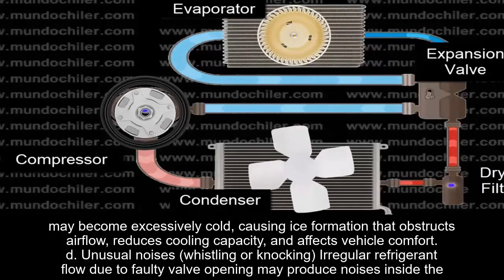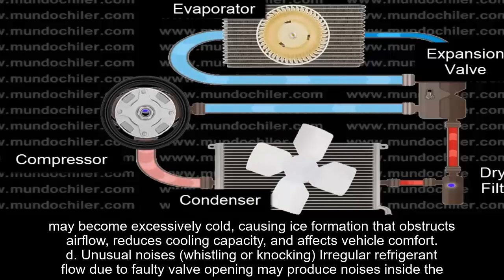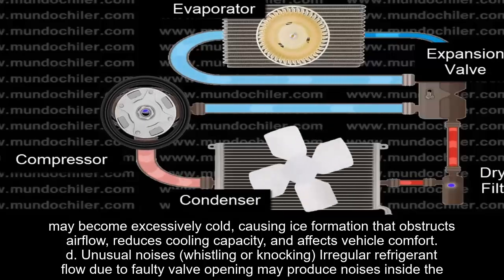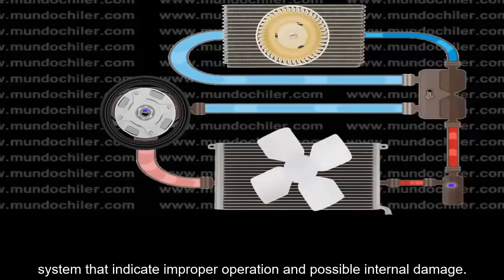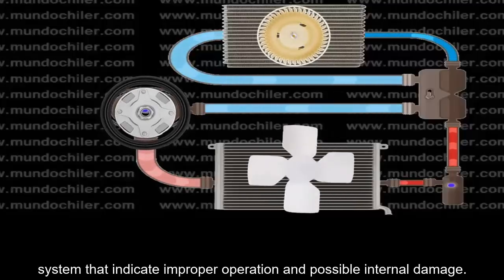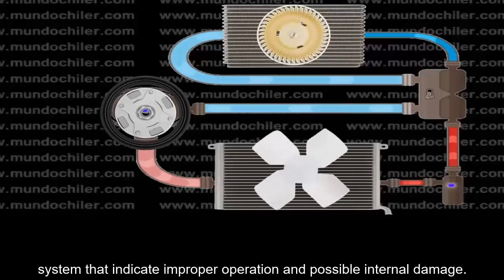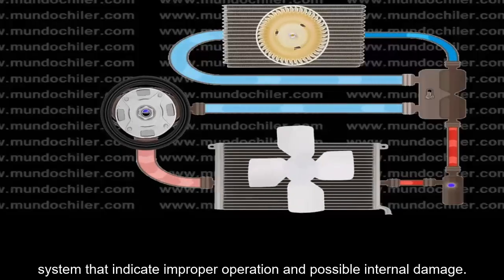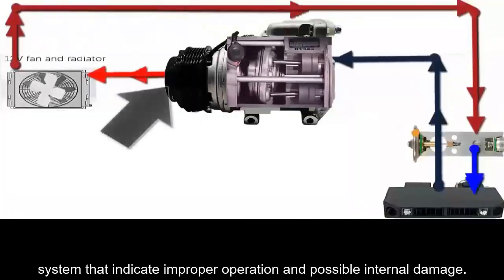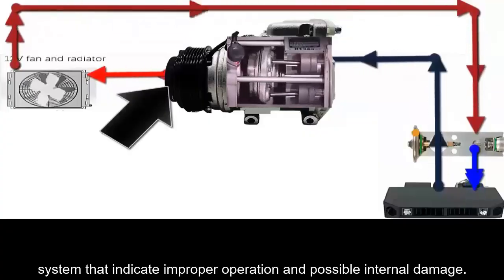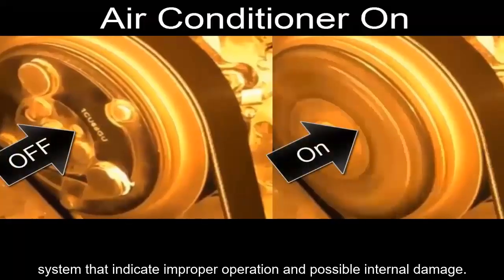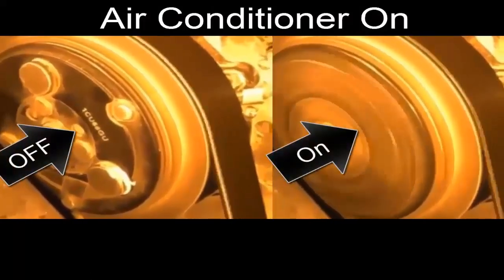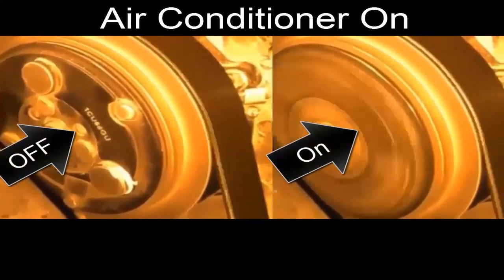D. Unusual noises, whistling or knocking. Irregular refrigerant flow due to faulty valve opening may produce noises inside the system that indicate improper operation and possible internal damage. E. Short cycling of the compressor. Incorrect refrigerant flow can cause the compressor to turn on and off repeatedly, reducing its lifespan, increasing mechanical wear, and generating unnecessary vibrations that affect system operation.